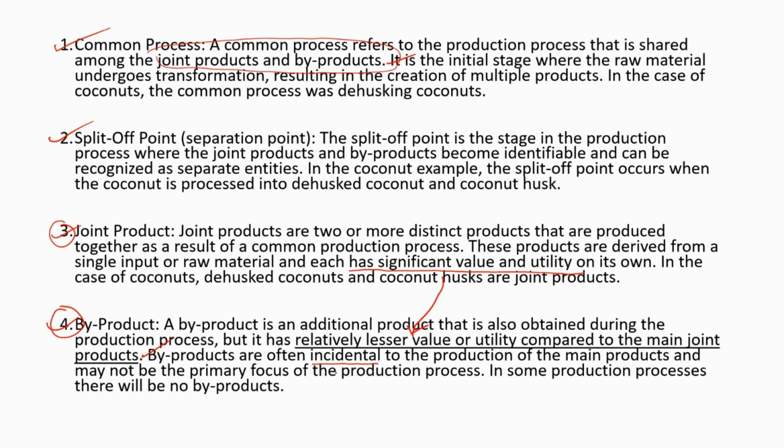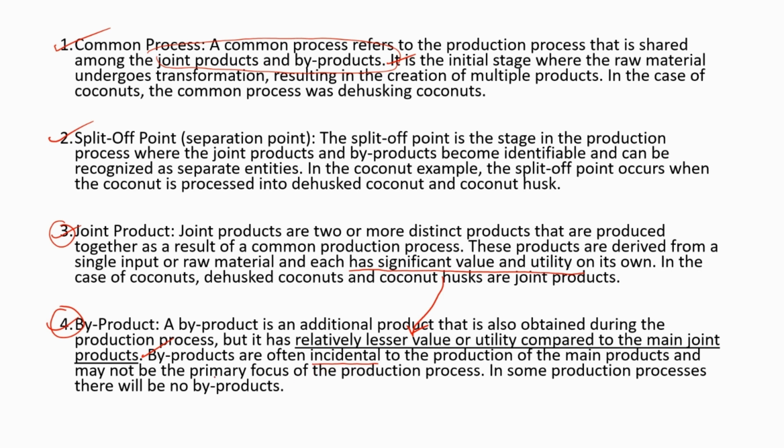What is the opposite of incidental? It is accidental. Accidental means we are not expecting something to happen, whereas incidental means we already know something is going to happen. So remember that byproducts are incidental, which means we already know that there is a byproduct that is going to be produced because of the common production process.